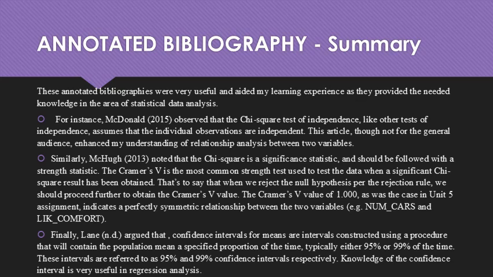Finally, Lane argues that confidence intervals for means are intervals constructed using a procedure that will contain the population mean a specified proportion of the time, typically either 95% or 99% of the time. These intervals are referred to as 95% and 99% confidence intervals respectively. Knowledge of the confidence interval is very useful in regression analysis.